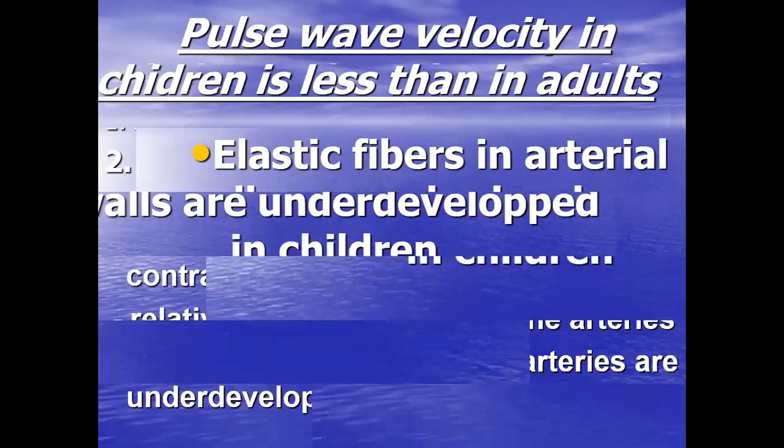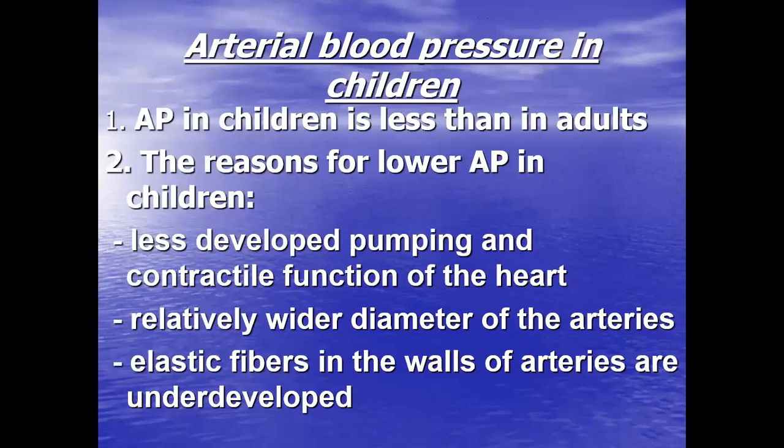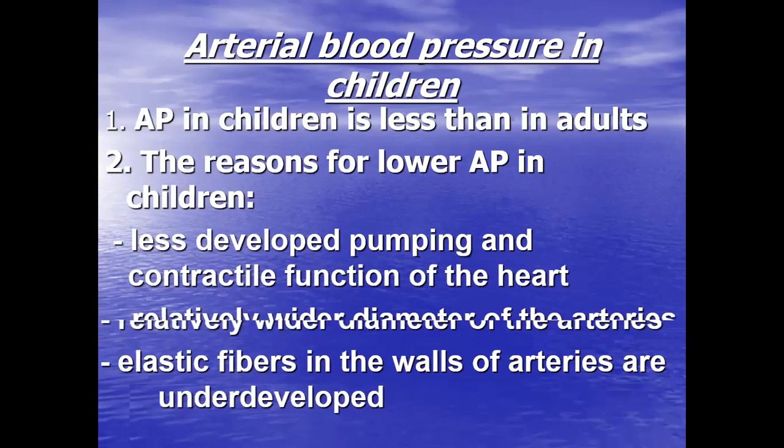And several words about arterial blood pressure in children. This parameter is also less than in adults. And the reasons for the low arterial pressure in children are, first of all, less developed pumping and contractile function of the heart, the relatively wide diameter of the arteries, and underdeveloped elastic fibers of the walls of arteries.